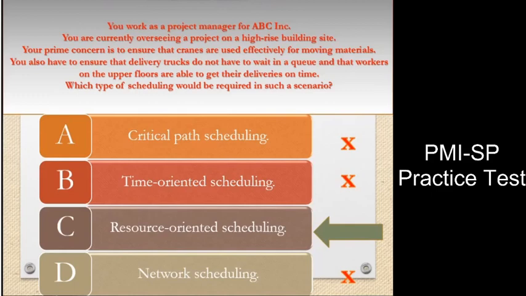Answer option A is incorrect. Critical path scheduling is a technique that calculates the minimum completion time for a project along with the possible start and finish times for the project activities. Answer option D is incorrect. Network scheduling provides a basis for obtaining facts for decision-making.